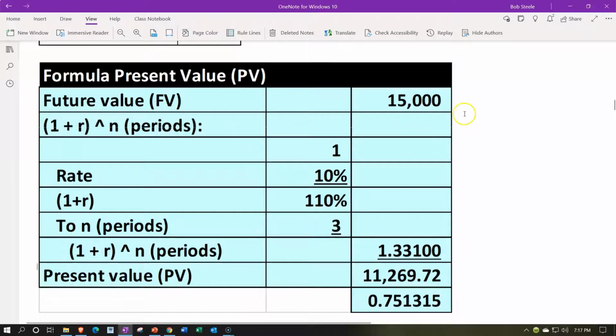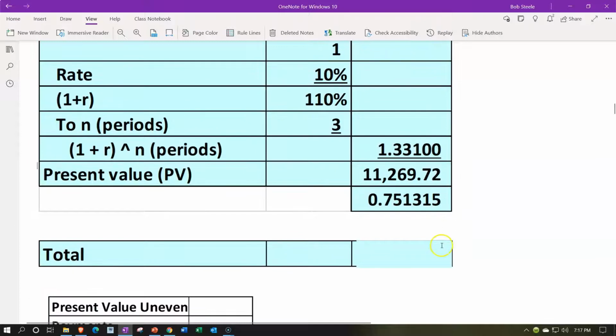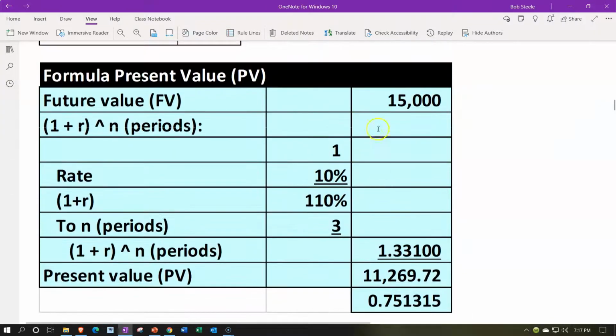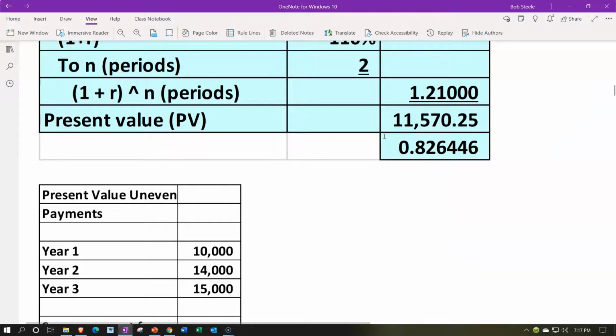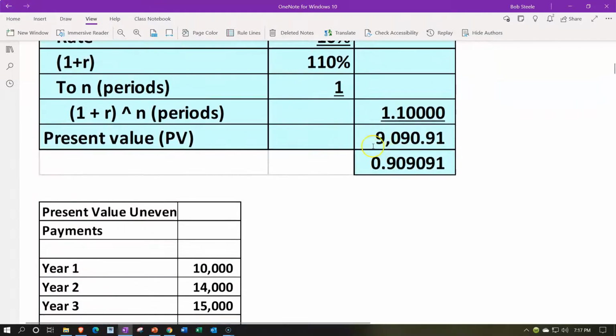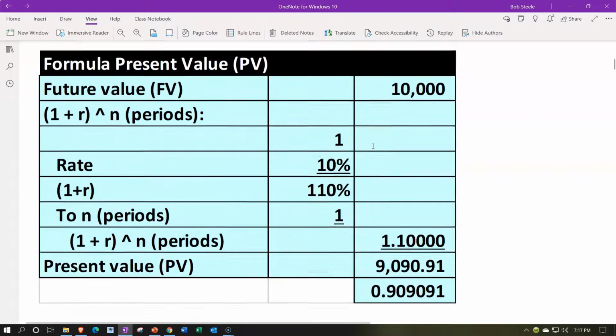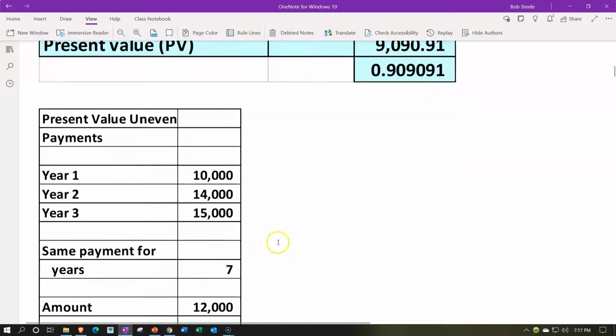That amount divided by the 15,000 gives us 0.751315, which is the amount we expect to see on the tables when we do this with tables. However, it'll be rounded to 4 digits. If we add those up then, we're adding up the 11,269.72, which is the present value of the 15,000, plus the 11,570.25, which is the present value of the 14,000, plus the 9,090.91, which is the present value of the 10,000, the 3 items present valued.